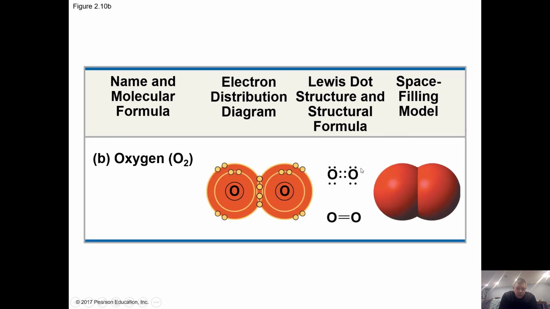Here we have oxygen, where we're sharing two pairs of electrons. Oxygen's outermost shell holds 8 electrons maximum, so if you actually count, it has 1, 2, 3, 4, 5, 6, 7, 8. So both of them have 8. It's chemically stable because of that.